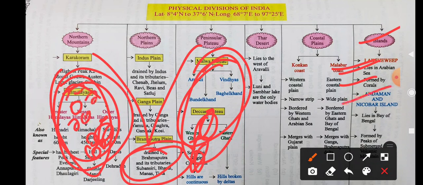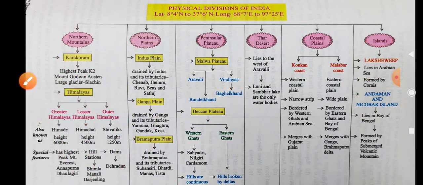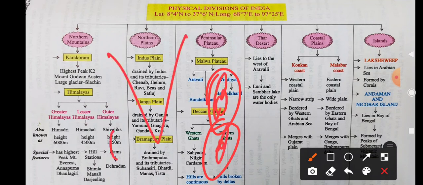The next one is the Andaman and Nicobar Islands, which lie in the Bay of Bengal. I told you this is the Bay of Bengal and this is the Arabian Sea. So no need to learn; if you learn the map, then it is very easy. They are formed by the peaks of a submerged volcanic mountain. Yes, there is also one volcano located in our Andaman and Nicobar Islands. So here is the volcanic region in our India, Andaman and Nicobar, and this is coral. This is all about the physical division of India.